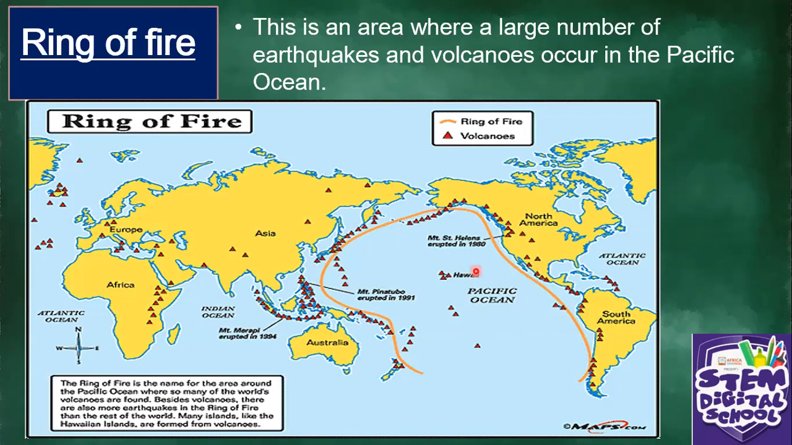You can see, for example, the island of Hawaii, you can see volcanoes there, 3 triangles. That is too many for Hawaii. So that is the ring of fire.